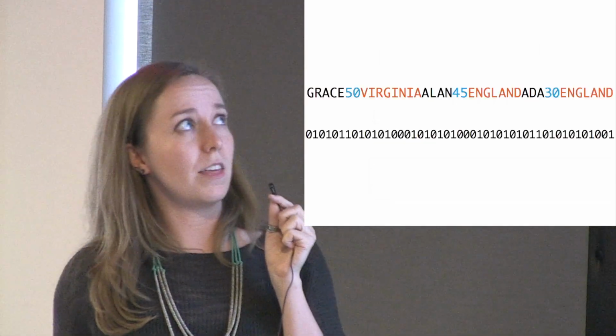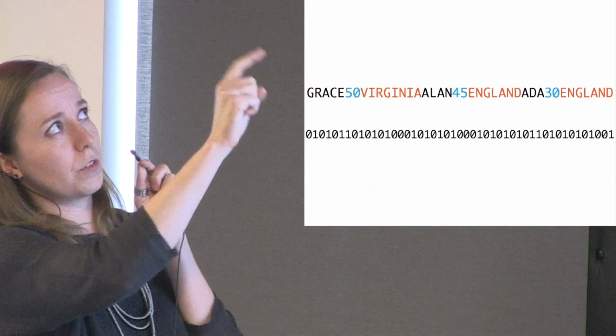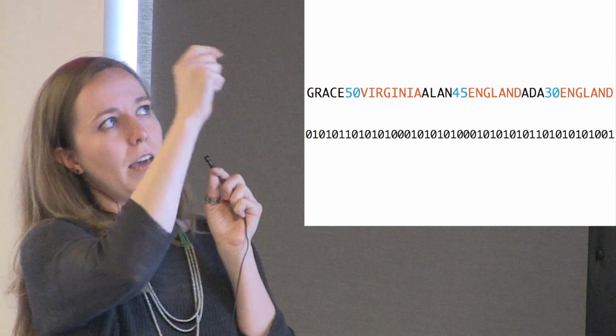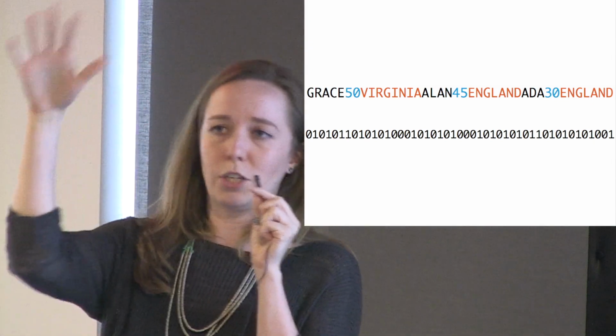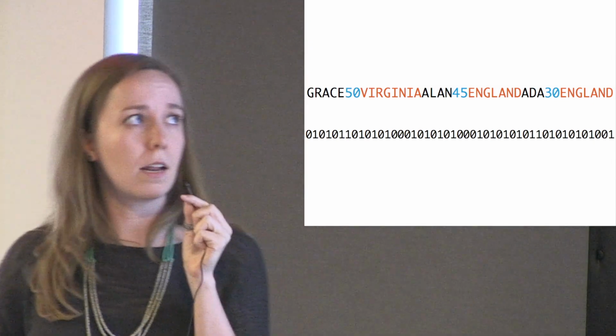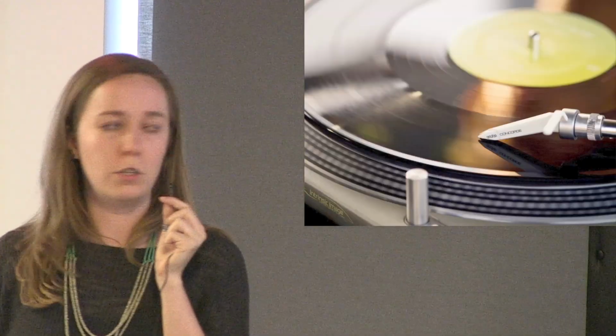So they do something like this, where they take each row, so this is a name, age, location, and they concatenate them all together. They magically turn it into binary, and then they write it on a disk that looks something like this. And then when you want to go retrieve that data off the disk, you have to have a little needle that goes in and finds it.